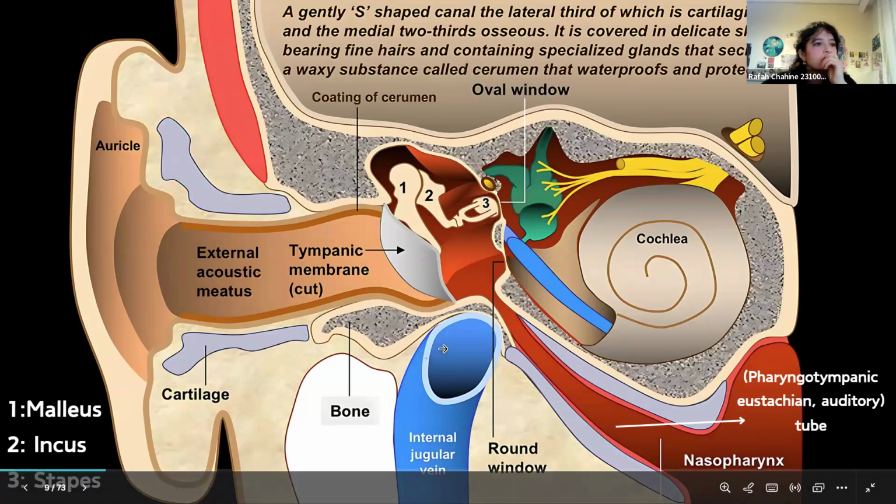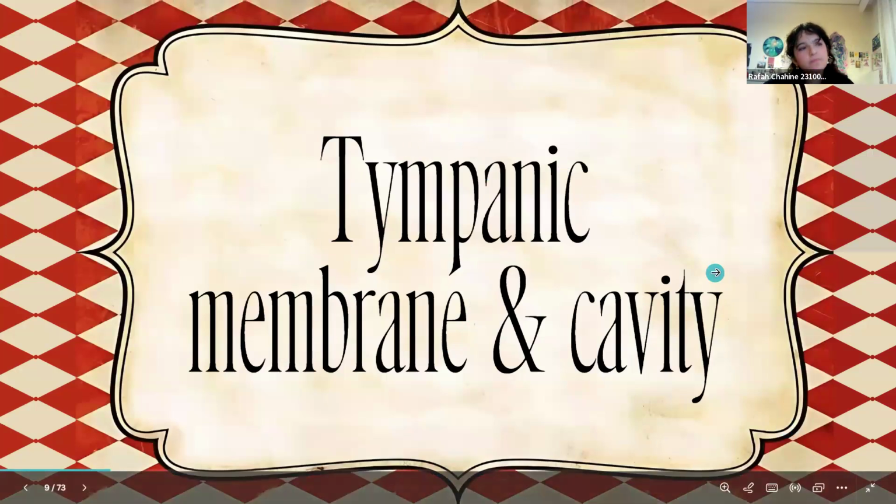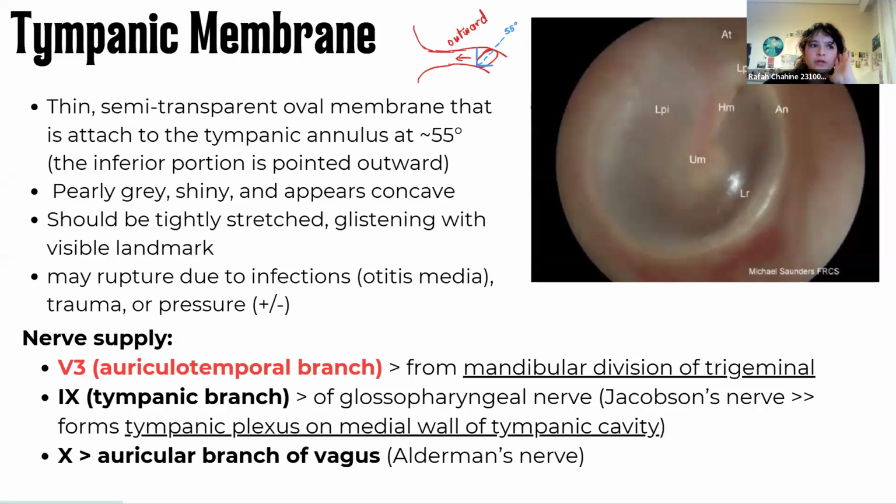So now we're going to talk about the tympanic membrane and the cavity, meaning the eardrum and the middle ear cavity. Okay. So now we're starting off with the tympanic membrane. Honestly, the tympanic membrane is actually pretty important because it can tell you a lot about when there is a problem in the ear. The tympanic membrane is a very thin, semi-transparent oval membrane that is attached to the tympanic annulus. This circle is a tympanic annulus. When we say something is annular in structure, we're talking about it being circular.